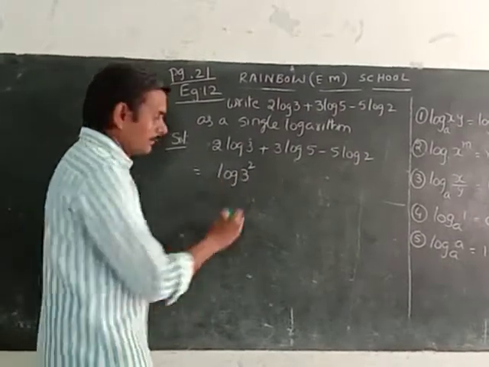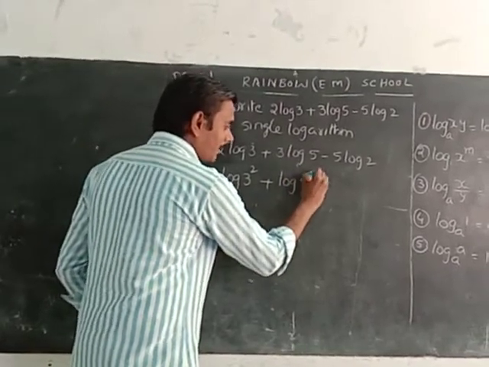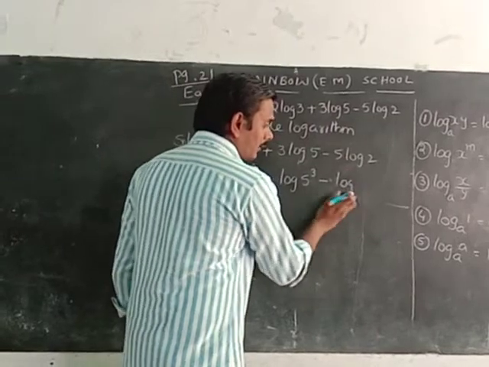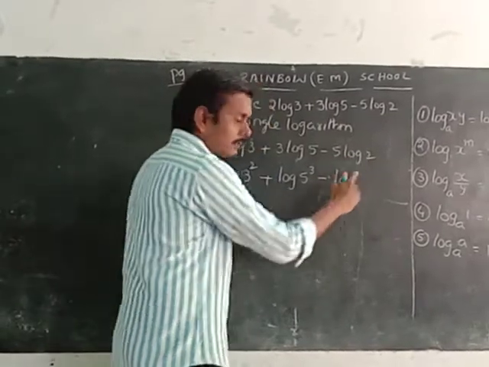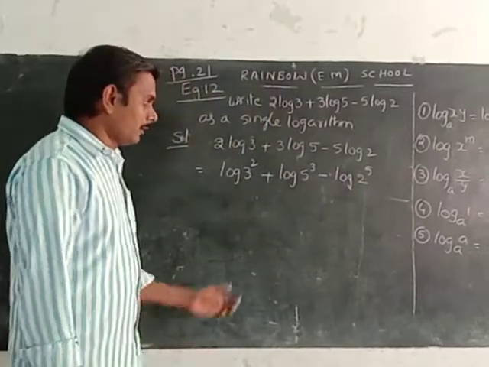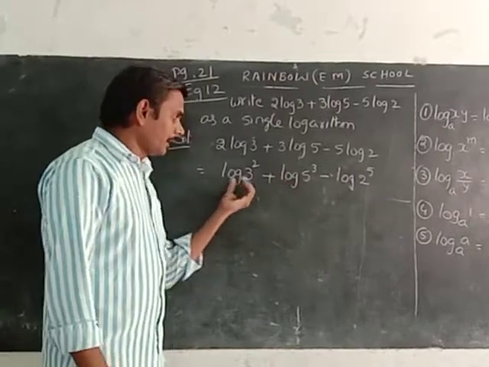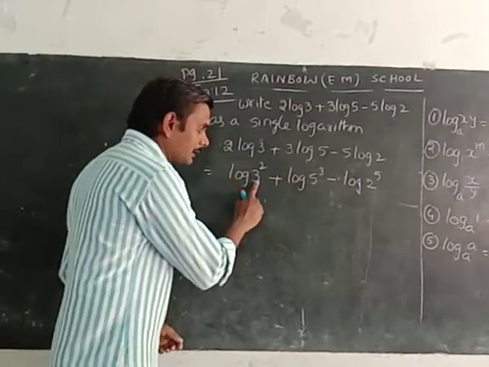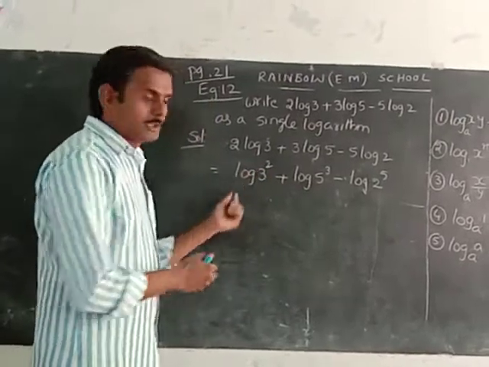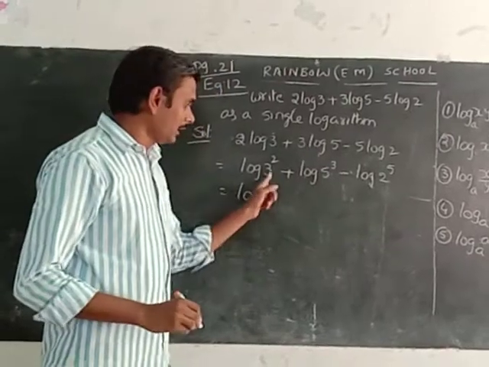Similarly, this one also: log 5 power 3 minus log, here also the same, m log x, log x power m. Now any two we cannot simplify. First I want to simplify these two. If you observe here, it is in the form of log x plus log y. Otherwise you can multiply this. 3 square means 9.